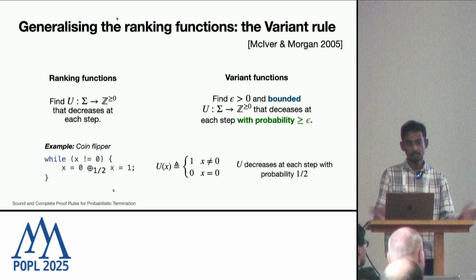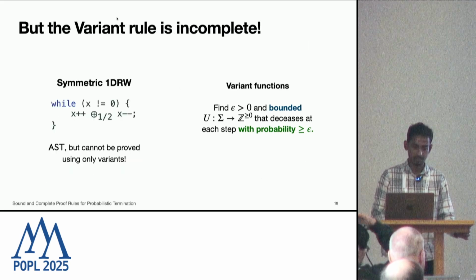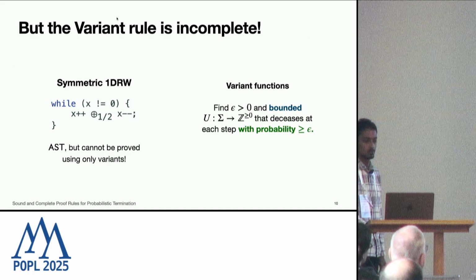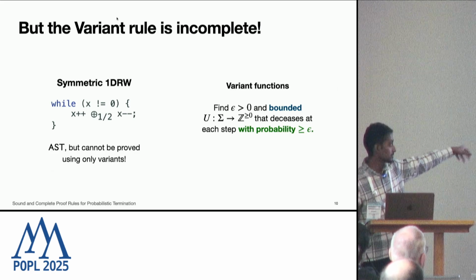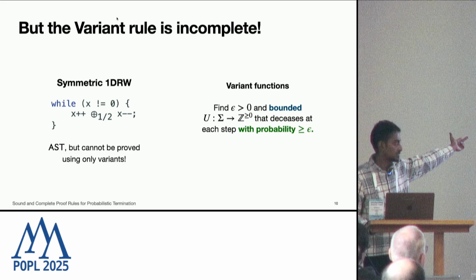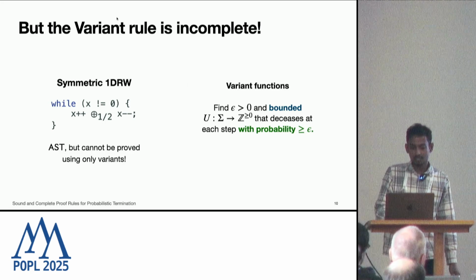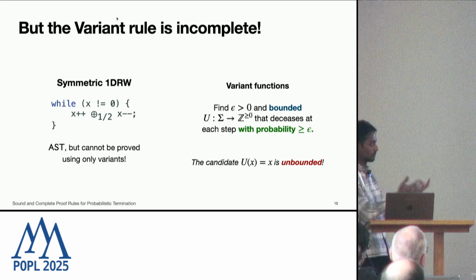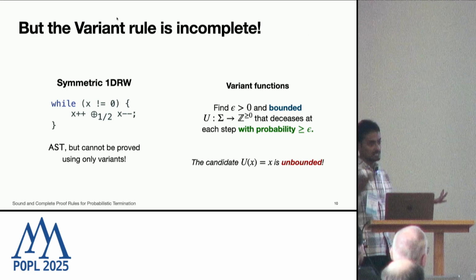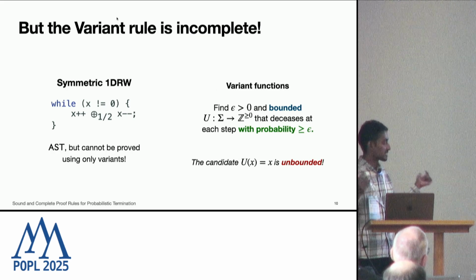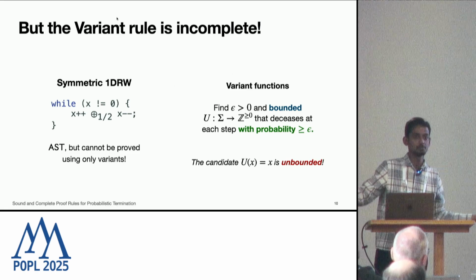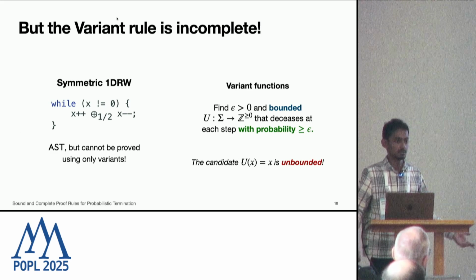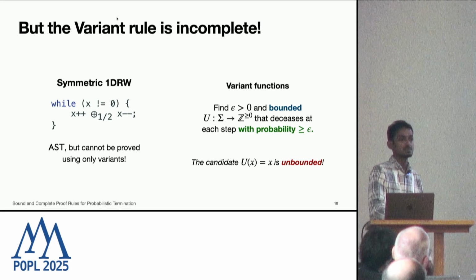Now, the variant rule is unfortunately incomplete. And this is something that is witnessed by the symmetric one-dimensional random walker, which is almost surely terminating, but cannot be shown so by just using the variant rule. And this is because if you were to try to build a variant for this, you would notice that the candidate variant that you would build, which just outputs the value of x at the program state, is unbounded. And this is just because, well, the integer number line is unbounded. It will reduce with probability at least half at each step, but it is unbounded, so we can't use the variant rule here. But can we get away with this?